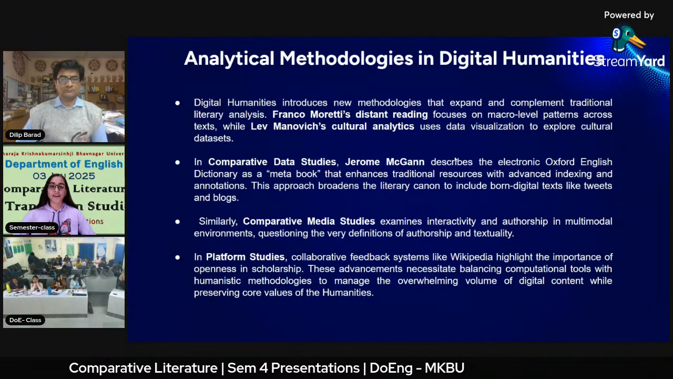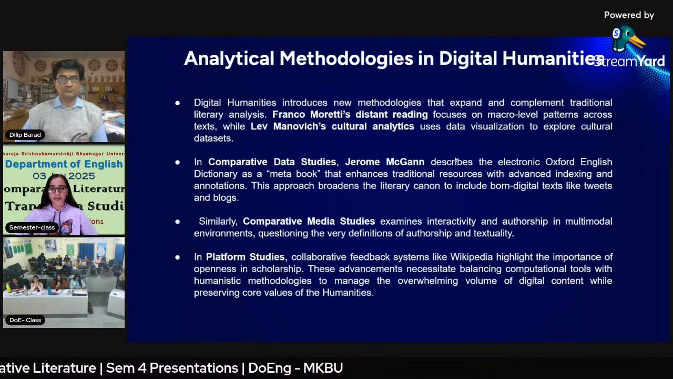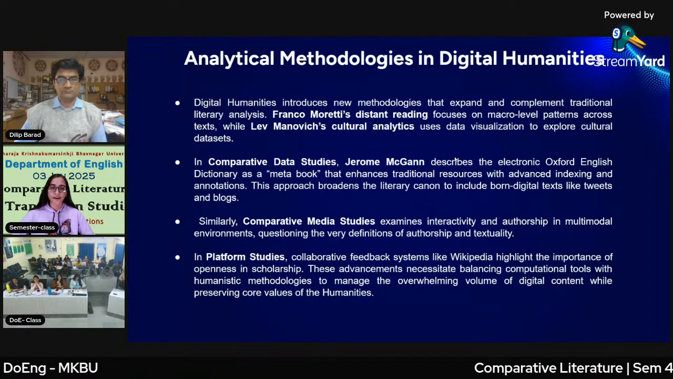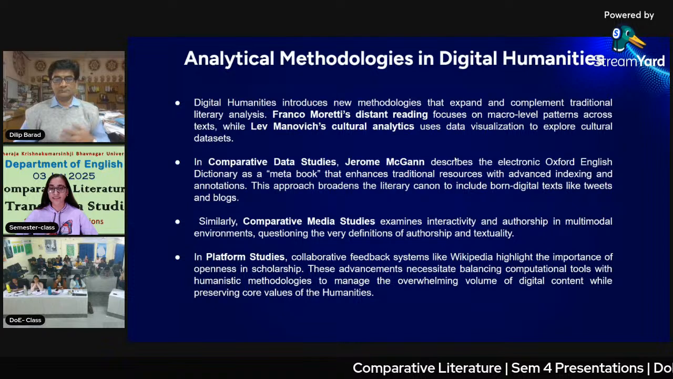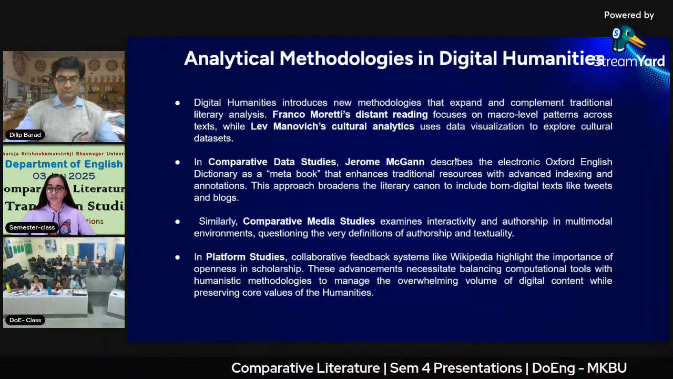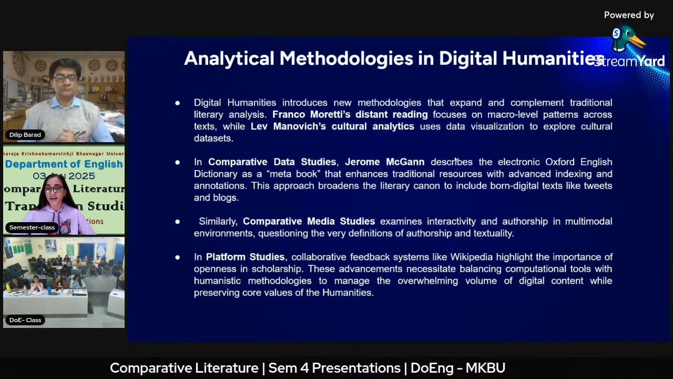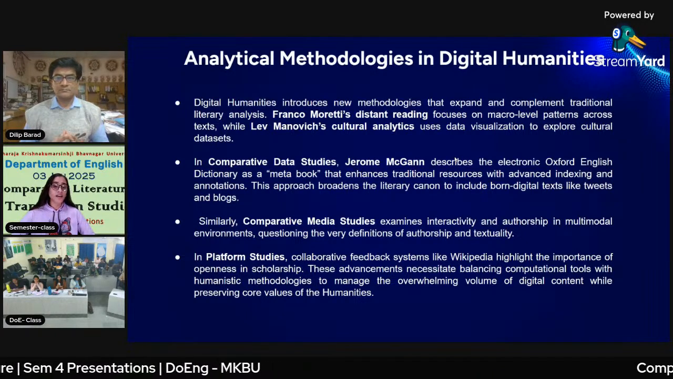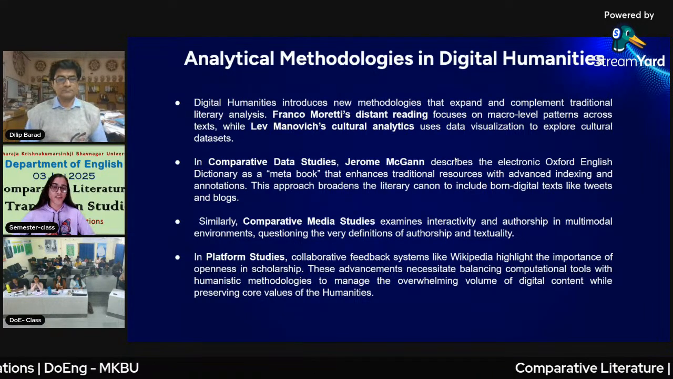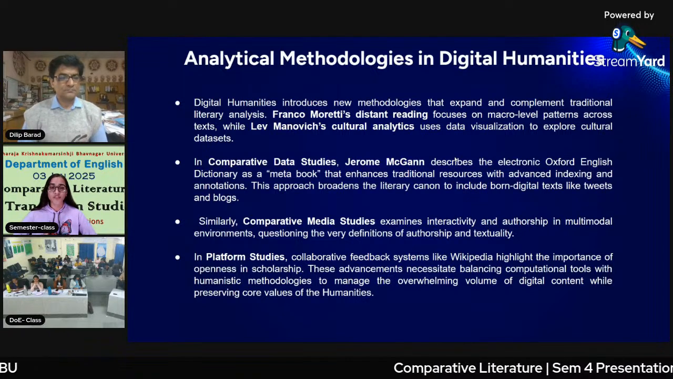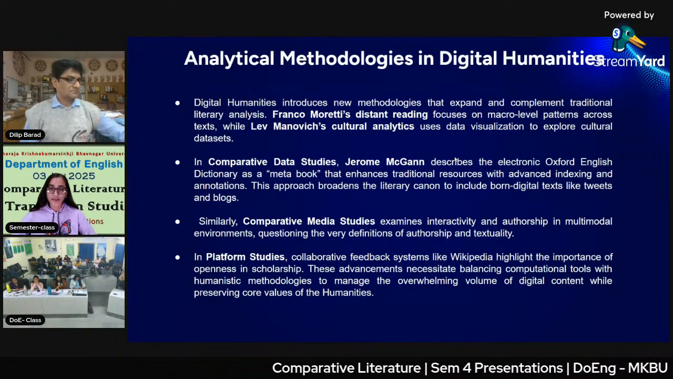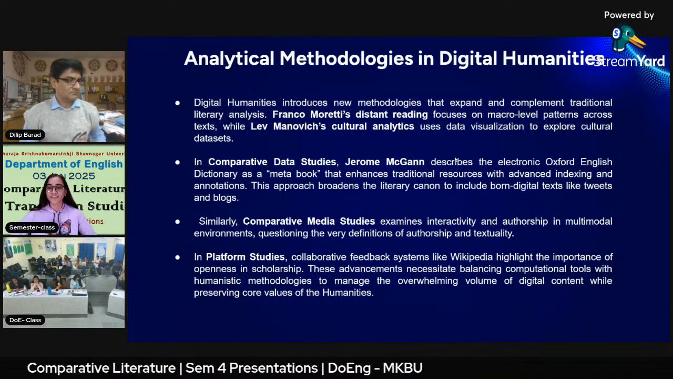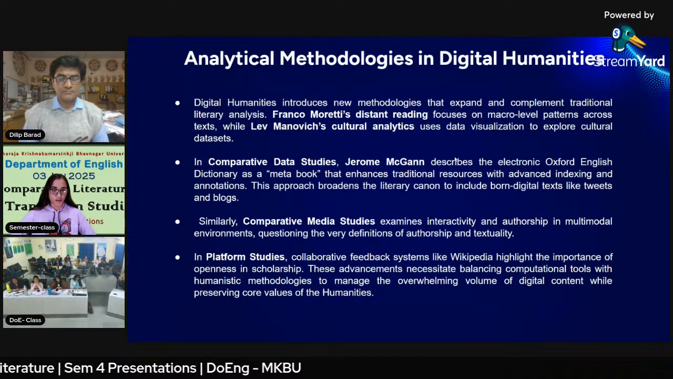In comparative data studies, Jerome McGann described the Electronic Oxford English Dictionary as the meta-book that enhanced the traditional resource with advanced indexing and annotation. This approach broadened the literary canon to include more digital texts like tweets and blogs.